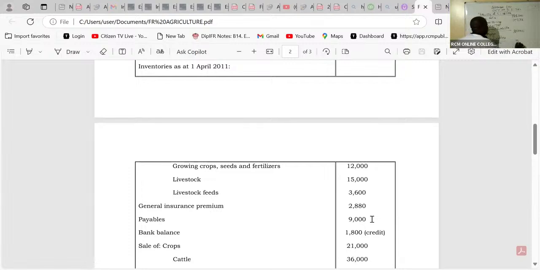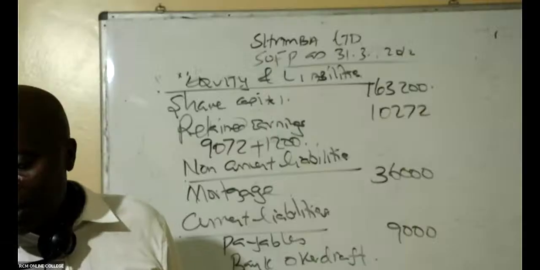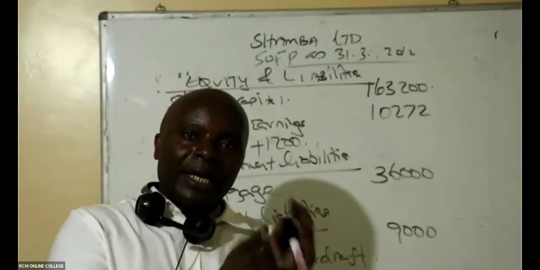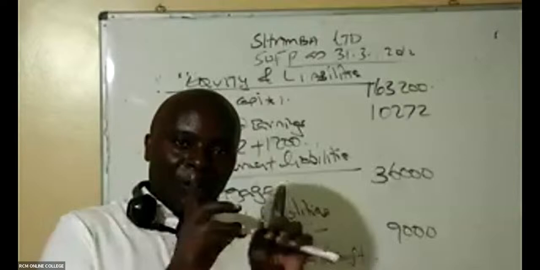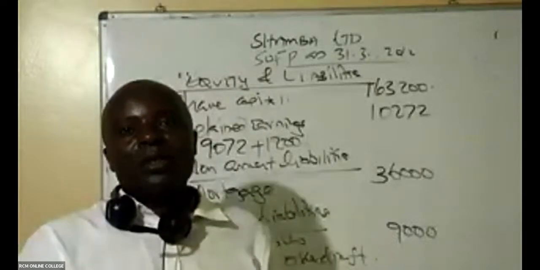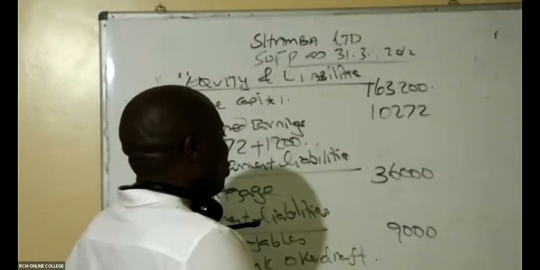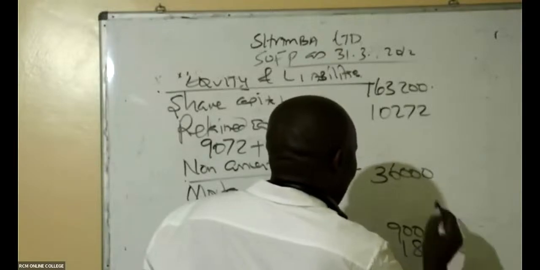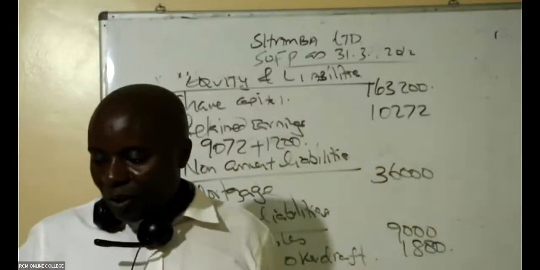And then there is something that very few students will be able to see: we have a bank overdraft. Why am I saying it's a bank overdraft? Look at this. Bank balance, and it's on credit. Remember, ladies and gentlemen, whenever a bank balance is positive, it should be an asset, and assets are supposed to be on debit. But whenever the bank balance is on the credit, that's an overdraft. So we have a bank overdraft of 1,800.